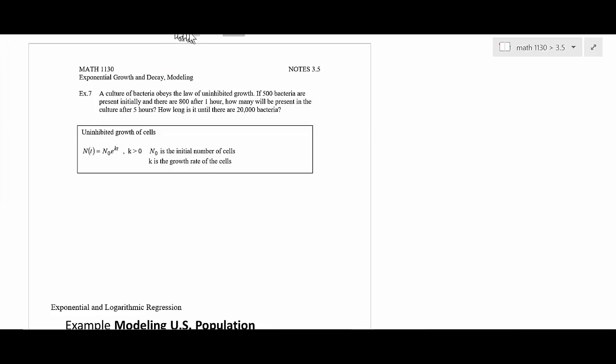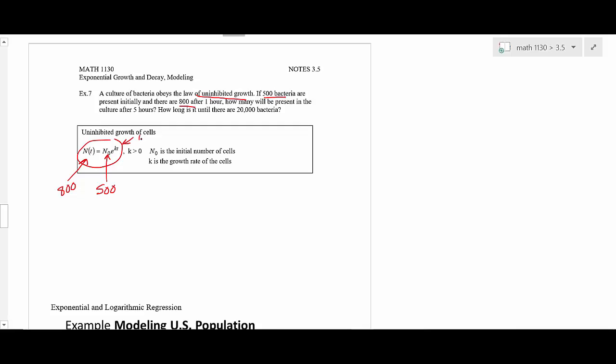Okay, so what this problem is saying is you're obeying the law of uninhibited growth, so immediately that means, hey, you got to get that formula out. That's a formula I'll give you, but you got to know what it is. Then it says 500 bacteria are present initially. So that means the 500 goes in for N naught. Then it says there are 800 after 1 hour. So that's what's left over, and then the t is going to be 1.